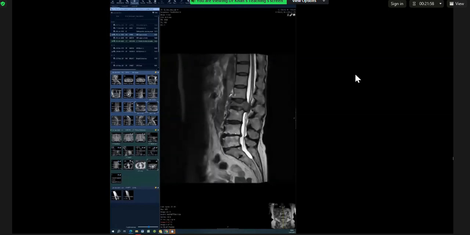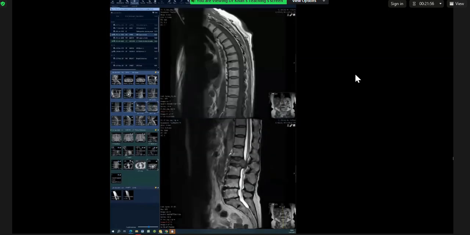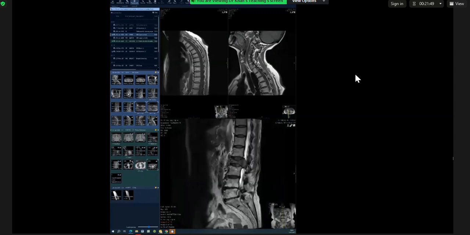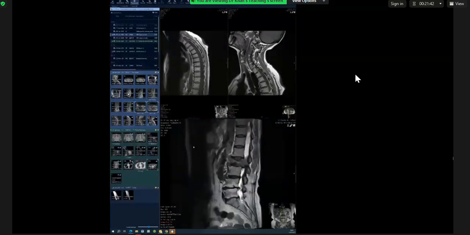Anything else about the bones? Any other mets you see? I think the thoracic spine is normal. Cervical spine is also normal. Okay. There are Modic changes at lower lumbar level, but no metastatic changes.